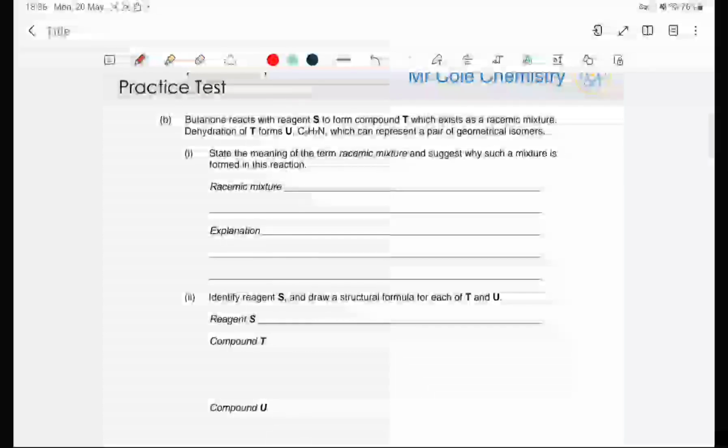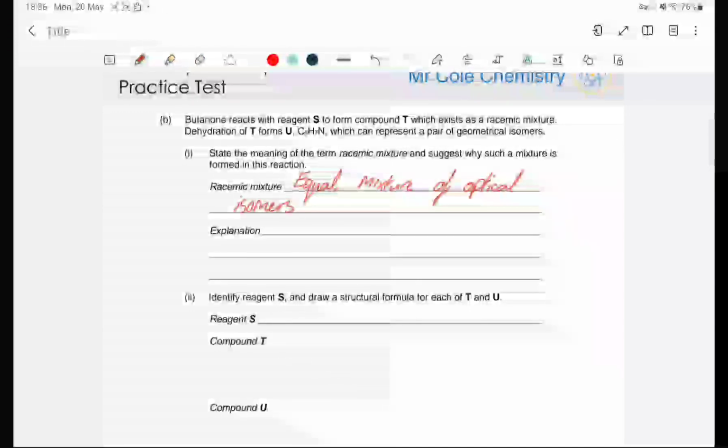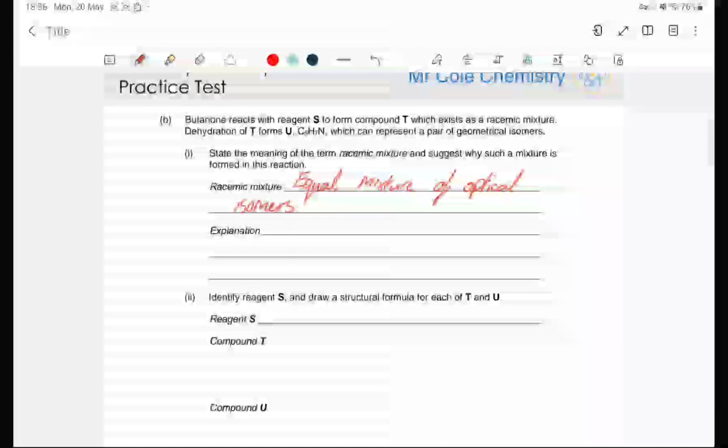Okay, so the first part of question B is just a definition. You just have to know this. So a racemic mixture is equal mixtures of optical isomers, or an equal mixture of enantiomers. It is really important that you say the word equal, because if you had 75% of the R form and 25% of the S form, then you would still have an optically active mixture.